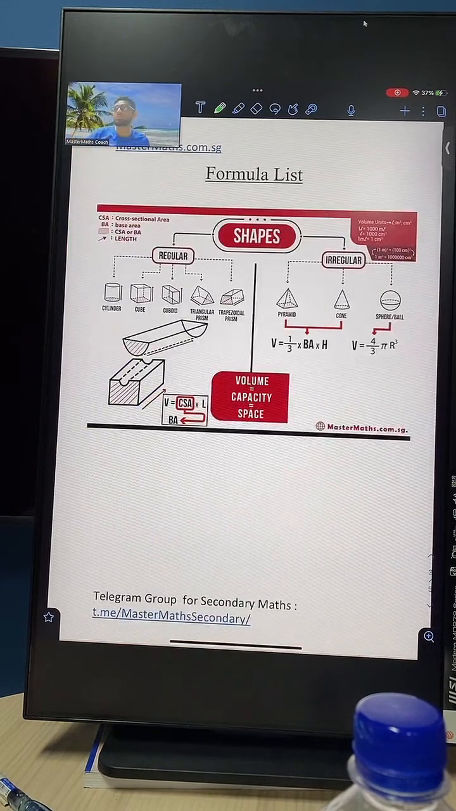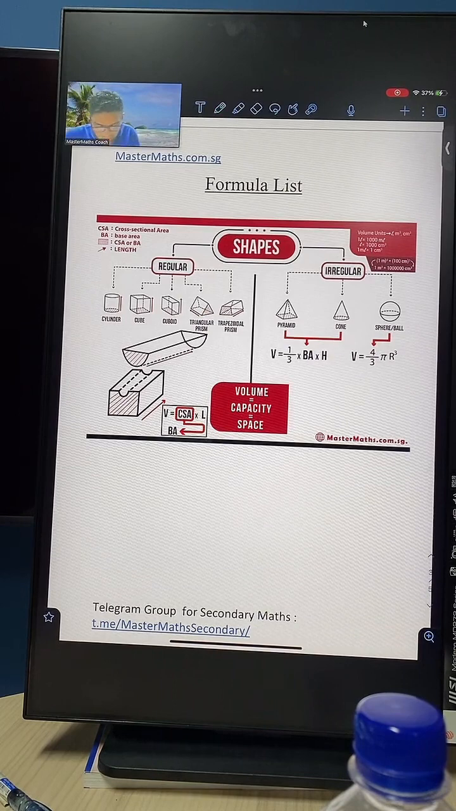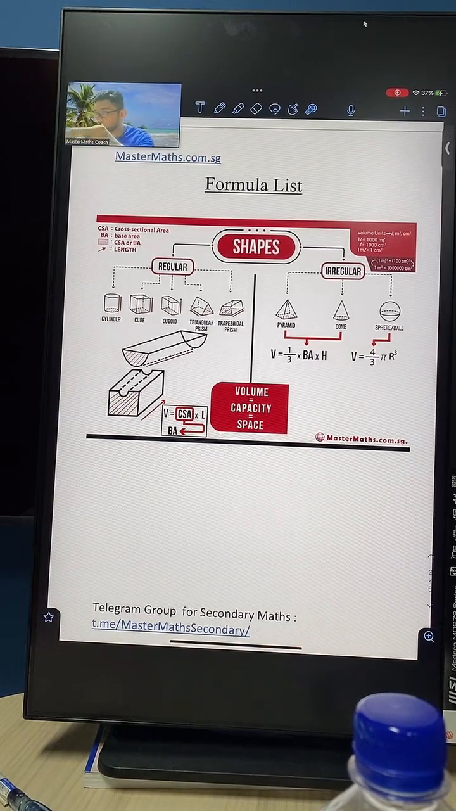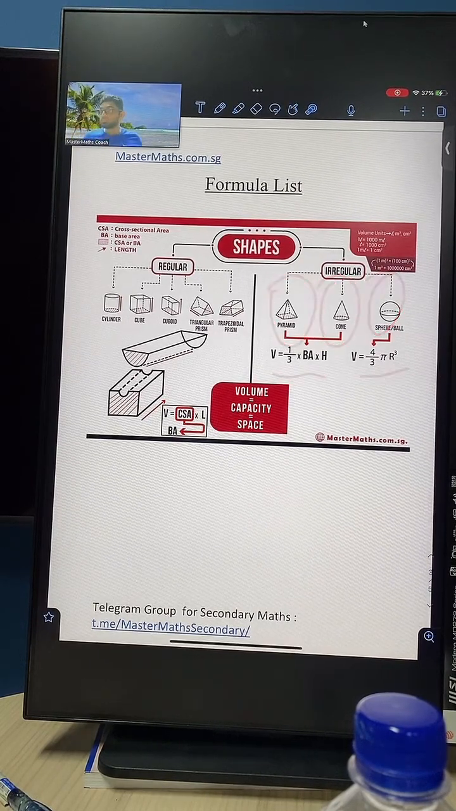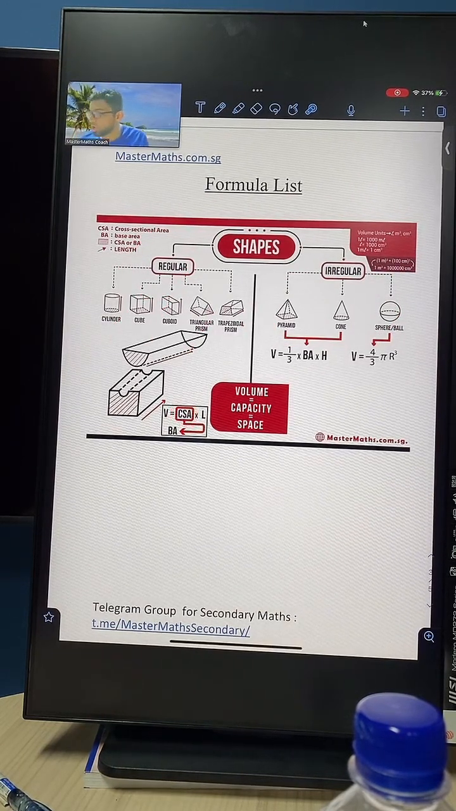Now friends, today, as a bonus for those of you who attend, we have prepared this formula list for the common shapes that you got to know. The volume, the surface area and stuff like that. How do you find the volume? Can you see? Pyramid, cone and sphere. The volume is as such. For regular shapes, as I've discussed with you guys, volume is just cross-sectional area times the height or the length. That's fine as well. A very, very quick formula list.